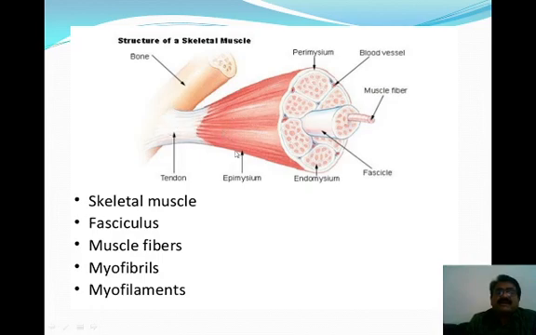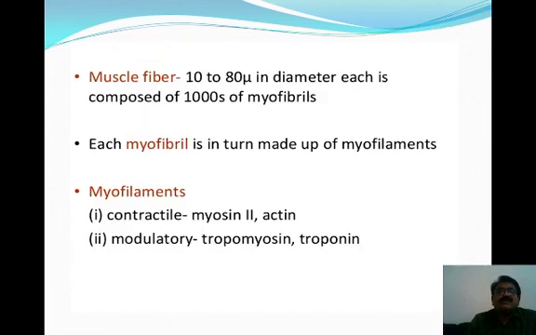Now it has the epimysium. Then the epimysium comprises the perimysium. In between the numerous perimysium there are blood cells. Now when we observe the perimysium, there are muscle fibers, and the muscle fibers have the myofibrils. So skeletal muscles have the fasciculus, muscle fibers, myofibrils and myofilaments. These are the actual structural organization observed in skeletal muscles.